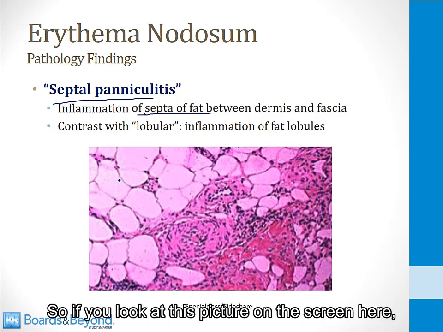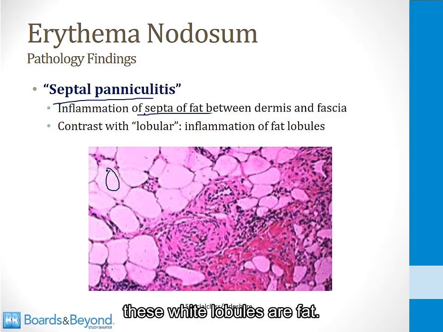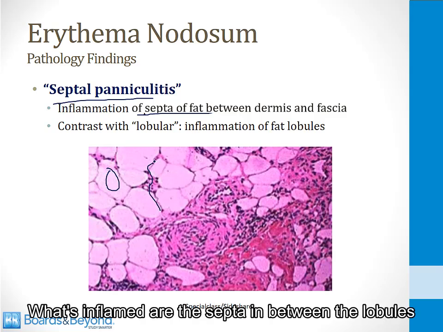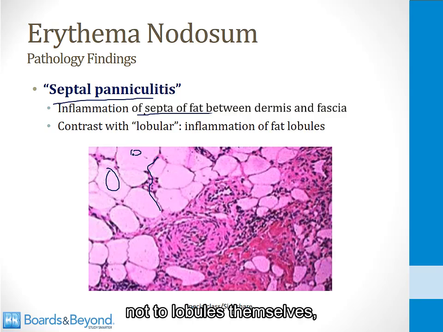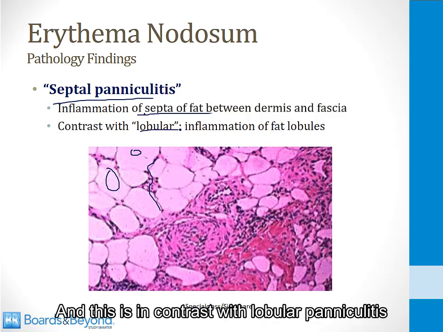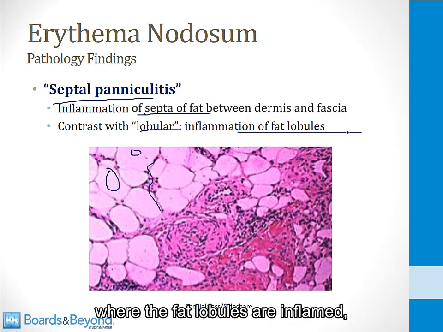So if you look at this picture on the screen here, these white lobules are fat. What's inflamed are the septa in between the lobules, not the lobules themselves. That's called septal paniculitis. And this is in contrast with lobular paniculitis, where the fat lobules are inflamed. That occurs in other disorders.